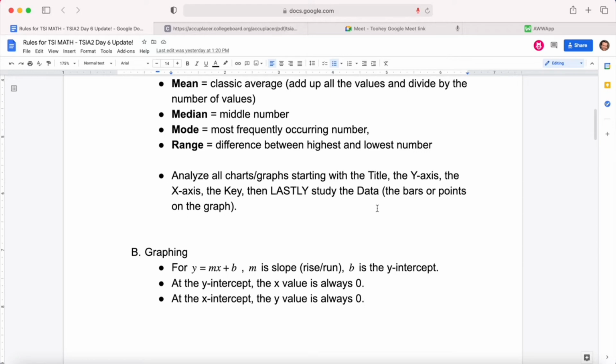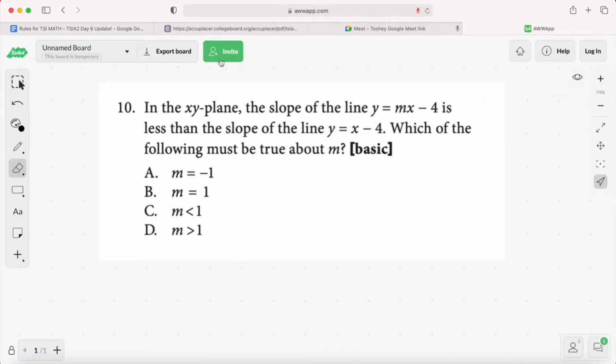For y equals mx plus b, m is the slope, rise over run. b is the y-intercept. Let me make that really clear. Let's go back to the whiteboard. Here's y equals mx plus b form. You need to be familiar with it certainly for this question, but it's helpful on some others. In y equals mx plus b form, the m value is the slope of the line.